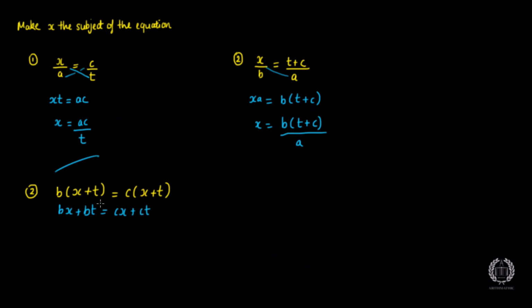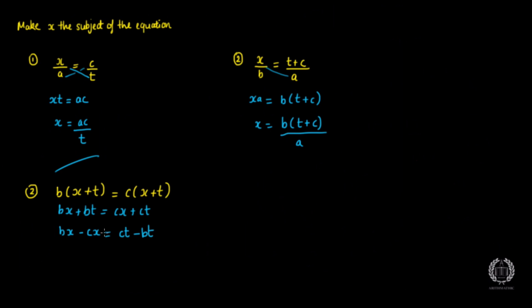But remember, we want x a subject, so I want all my x terms on the left hand side. So I can see bx is here, so that's fine. But I'm going to move the cx to the left hand side, which now becomes minus cx. Be careful, this is a positive cx, and if you move it to the other side, it becomes negative. Keep the ct here, so ct stays here, and now move this bt to the other side because I don't need it. So that becomes now minus bt.